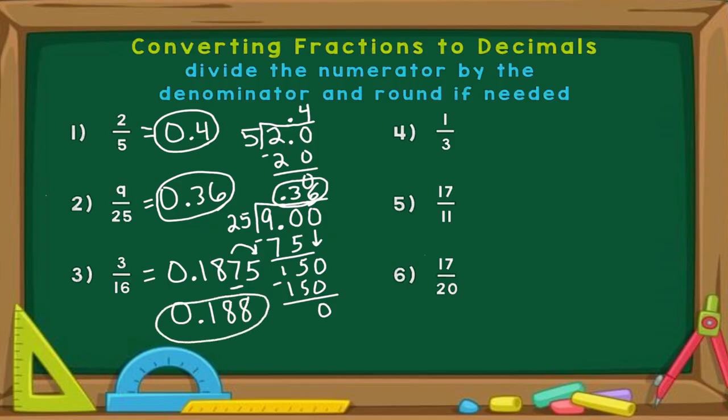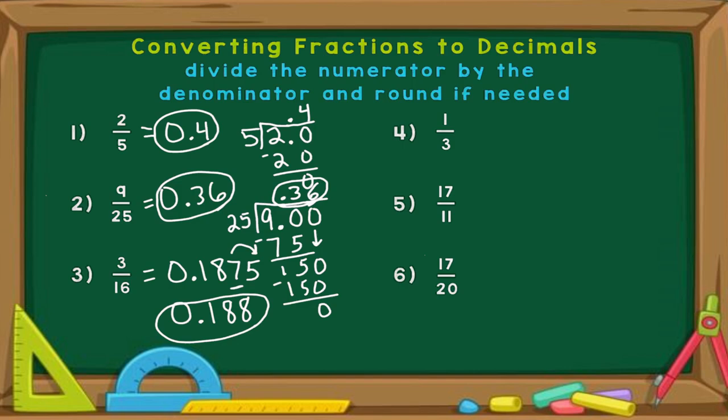So that rounding step depends on what you're doing with the problem. Maybe you wouldn't round that decimal depending on the situation. And as we'll see with number 4 and 5, we can have decimals that are much longer than just to the tenth place. So speaking of number 4 here, we have 1/3.